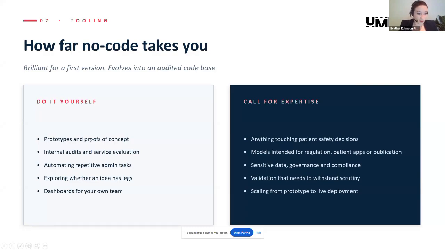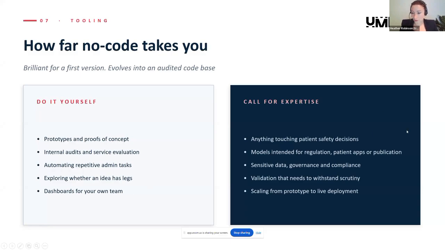If you are doing something like an audit of your product, or an audit of your database, for example, to see where you might have gaps and issues, that's a great thing to use LLMs for. Or just doing repetitive small tasks to save time. And creating internal dashboards for your team as well. That can all be done no code, I would say.